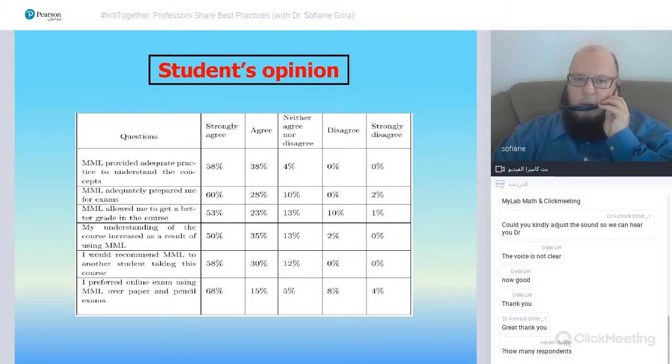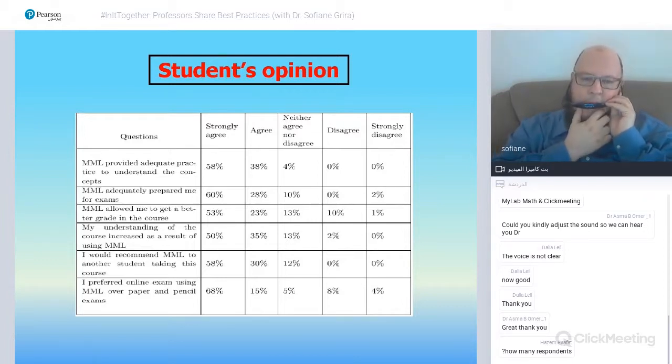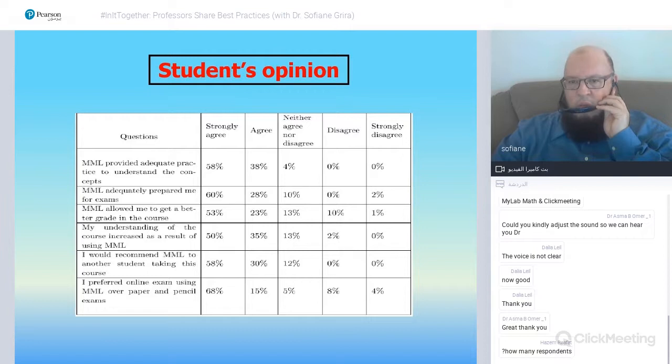I would recommend MML to another student taking this course, 88%. I prefer online exams using MML over paper and pencil exams, this is 83%. The reason I asked the last question is that some students said, we don't want the online exams, we want hard copy, so we get marks for our solving. But these are very few students, like you see here, 12% only.